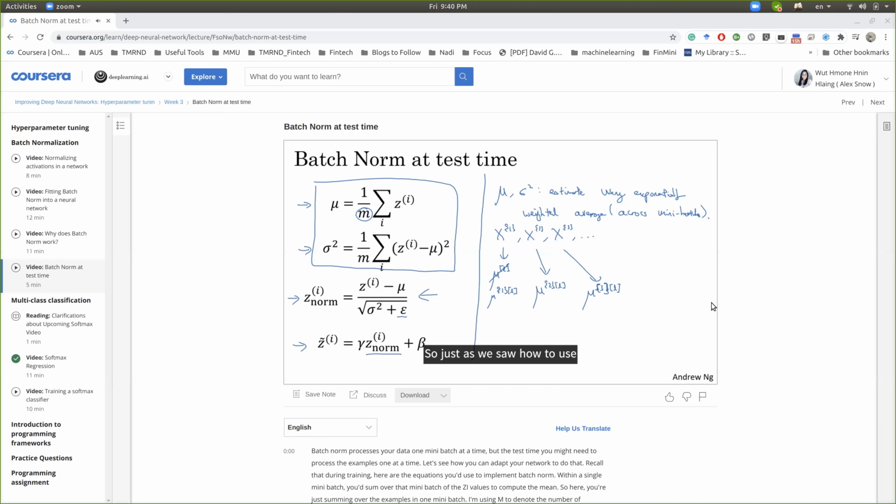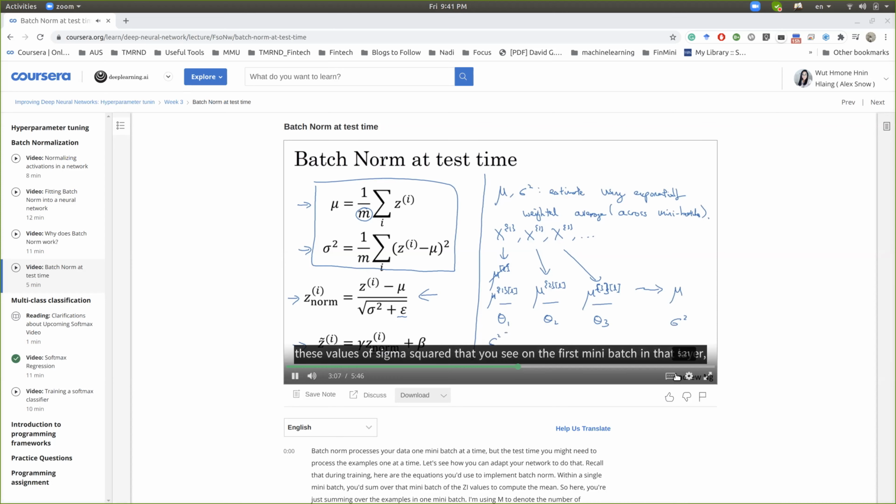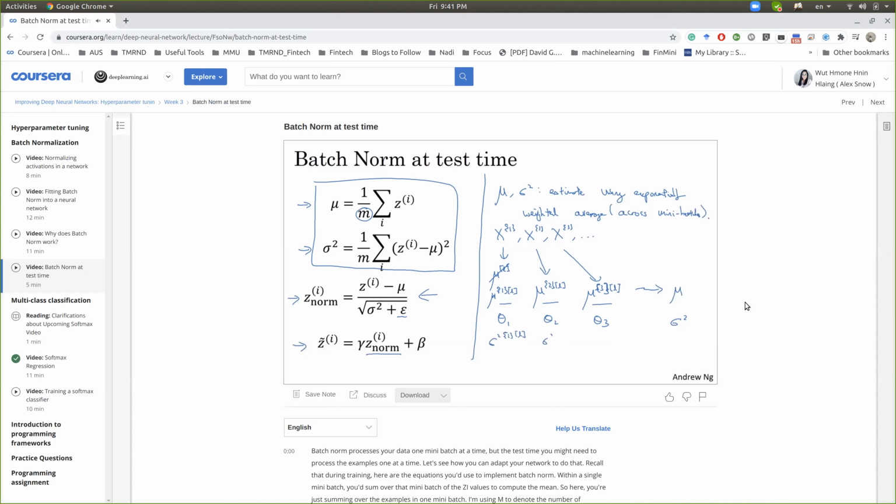So just as we saw how to use an exponentially weighted average to compute the mean of theta 1, theta 2, theta 3 when you are trying to compute an exponentially weighted average of the current temperature, you would do that to keep track of what's the latest average value of this mean vector you've seen. So that exponentially weighted average becomes your estimate for what the mean of the z's is for that hidden layer. And similarly, you use an exponentially weighted average to keep track of these values of sigma squared that you see on the first mini batch in that layer, sigma squared that you see on the second mini batch, and so on. So you keep a running average of the mu and the sigma squared that you're seeing for each layer as you train the neural network across different mini batches.